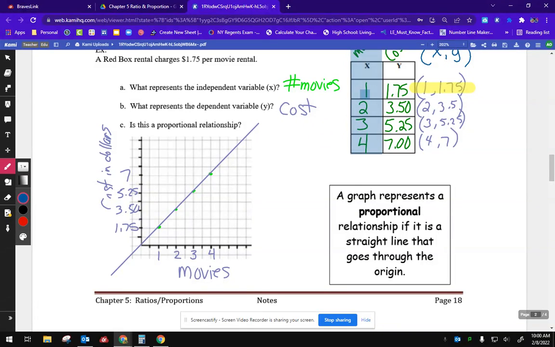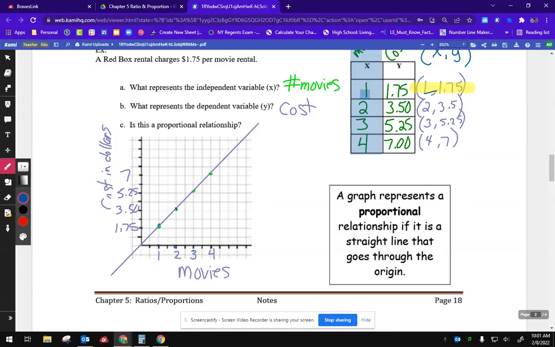And then these become points. I'm going to plot 1 movie, $1.75, the green dot. 2 movies, $3.50. 3 movies, $5.25. 4 movies, $7. If I connect those, they create a line graph. A straight line, right?